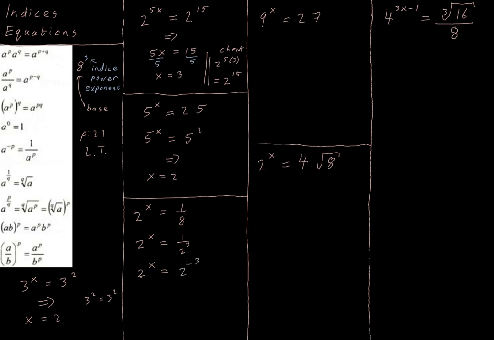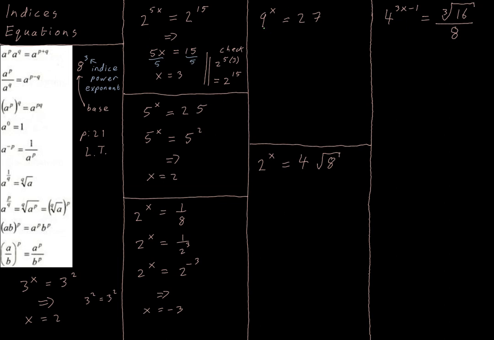And now I have 2 to the power of something is equal to 2 to the power of something. Well, that means my 2 powers must be the same. So x can only be minus 3. That must be true.